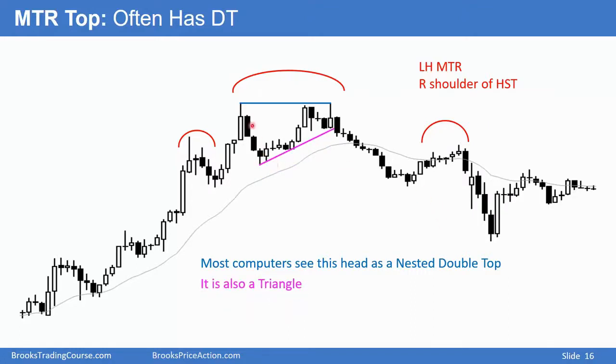It's also a triangle top, 3 pushes up, 1, 2, 3. Triangle is a breakout mode pattern. It can lead to trend resumption up or trend reversal down. Again, the right shoulder is a double top, left shoulder is a double top, the head is a double top, so you have nested reversal patterns, smaller reversal patterns within a larger reversal pattern.